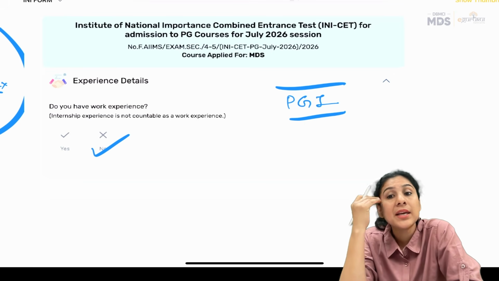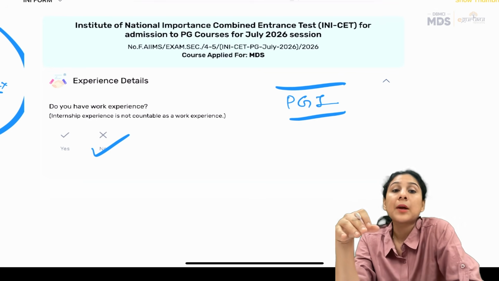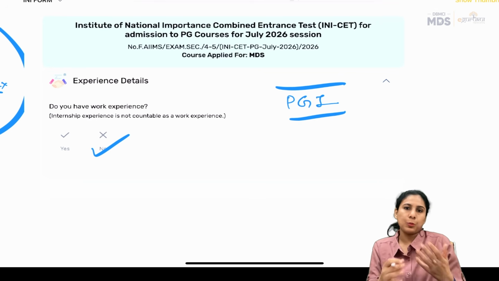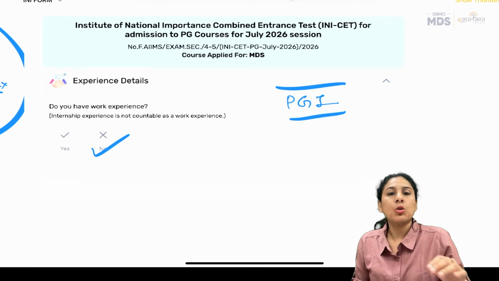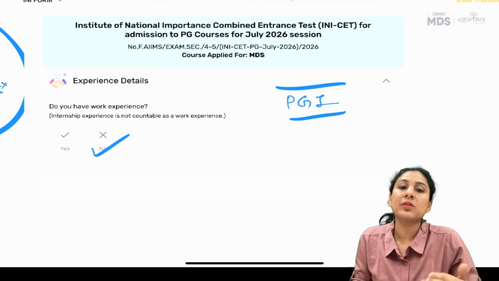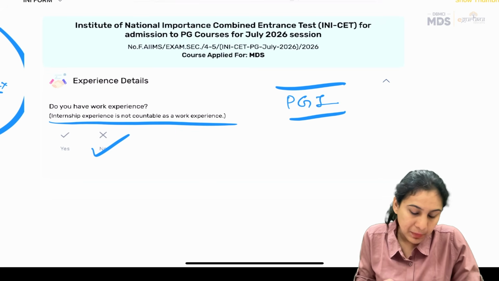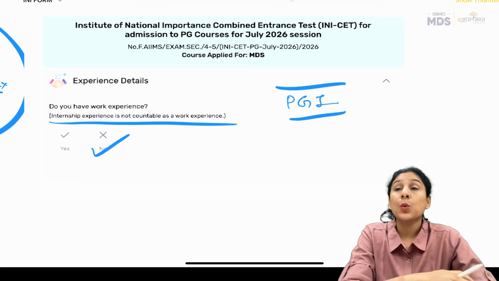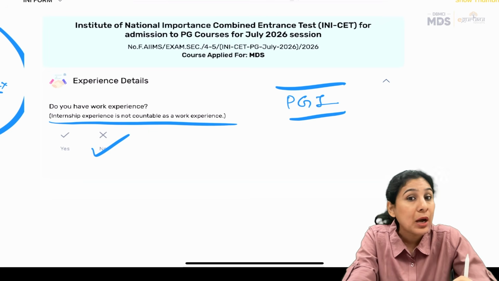Only PGI gives a little bit of edge to those who have worked extra, like the rural posting or something like that. So, all those who have done just internship, you will mark a no. All right. So, you will mark no into work experience. See, working in a private clinic does not count as work experience.